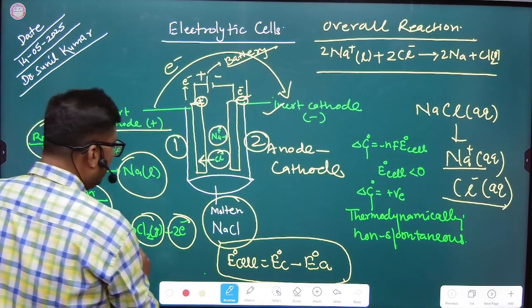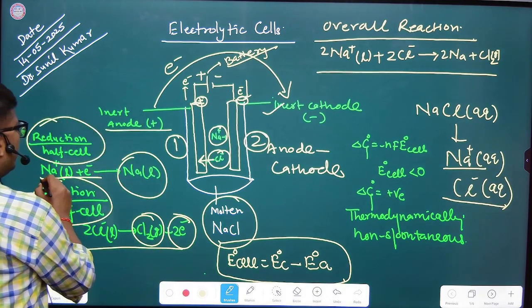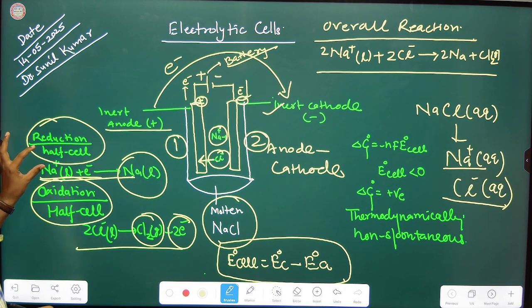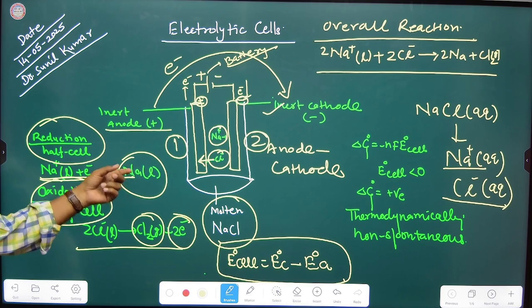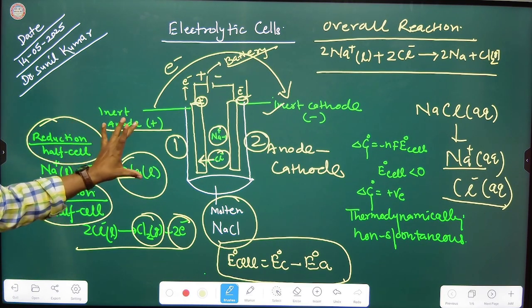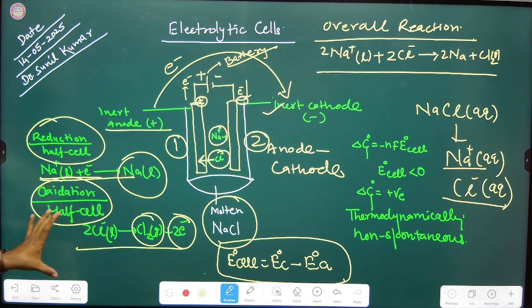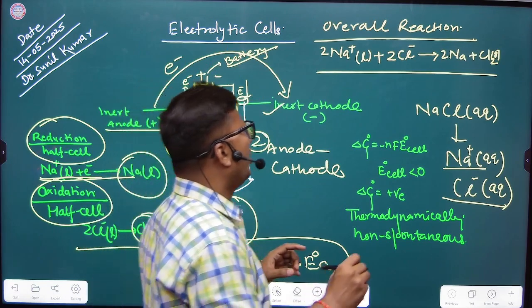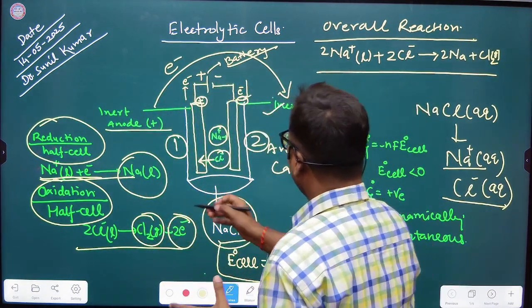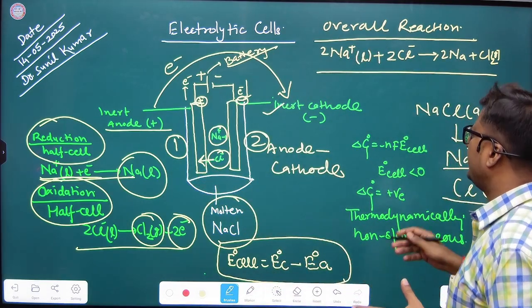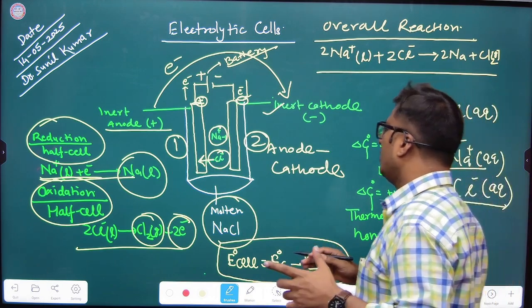So this is the oxidation half cell reaction and this is the reduction half cell reaction, because Na+ has a +1 oxidation state while liquid Na has a 0 oxidation state. So there is a reduction. So reduction half cell reactions and oxidation half cell reactions are taking place through the application of external electricity. And what is the overall reaction? That is called the cell reaction.